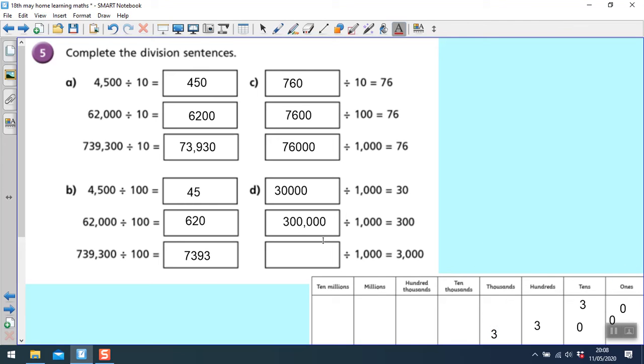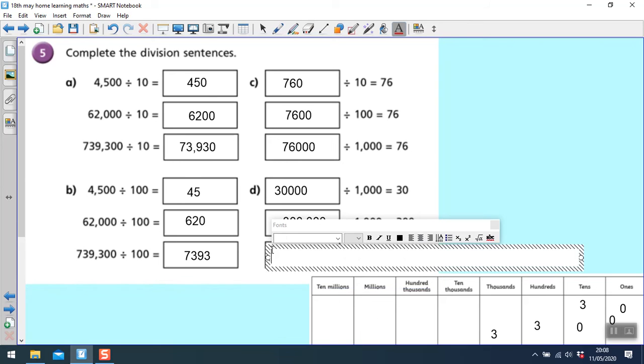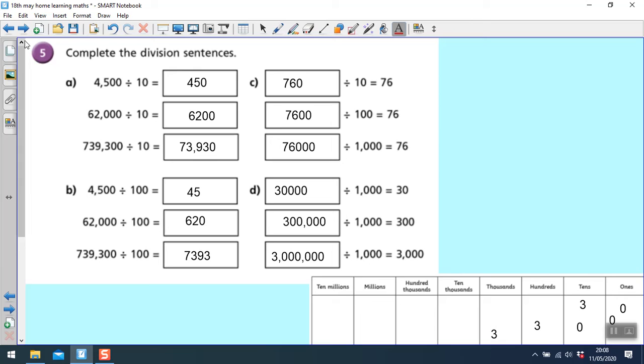Got to move it 3 places to the left to do the inverse. It's going to be 3 in the millions. 3, 0, 0, 0, 0, 0, 0, 0. Well done if you got those right.